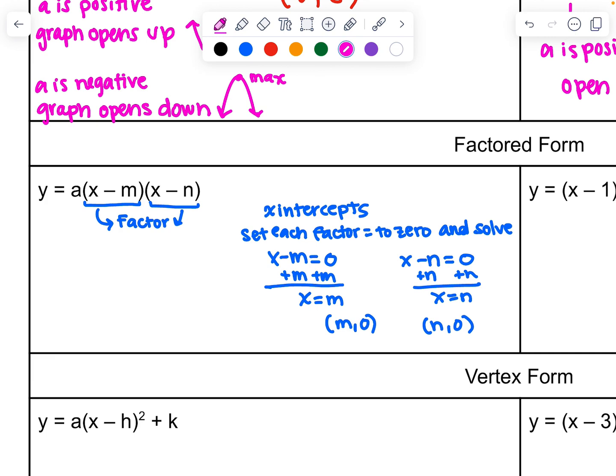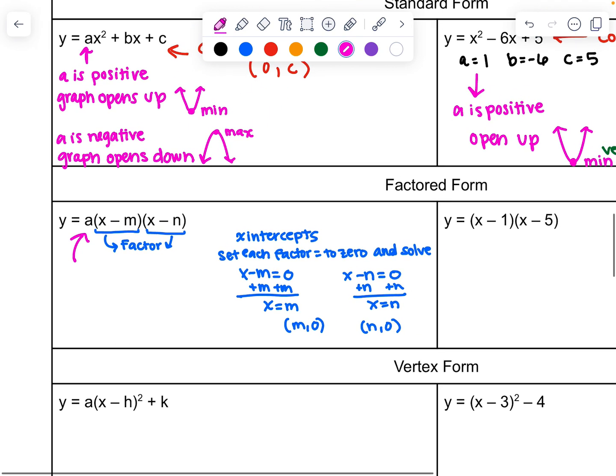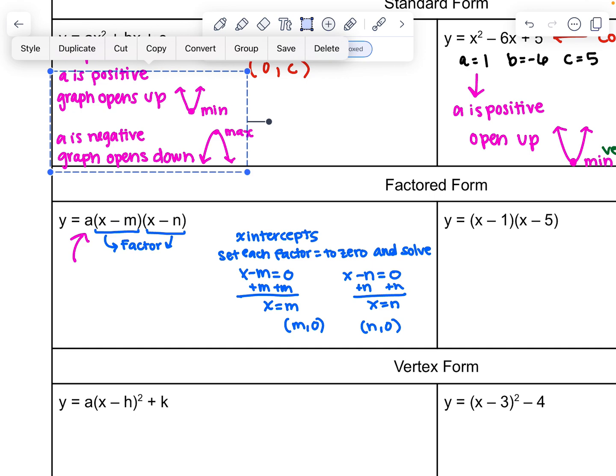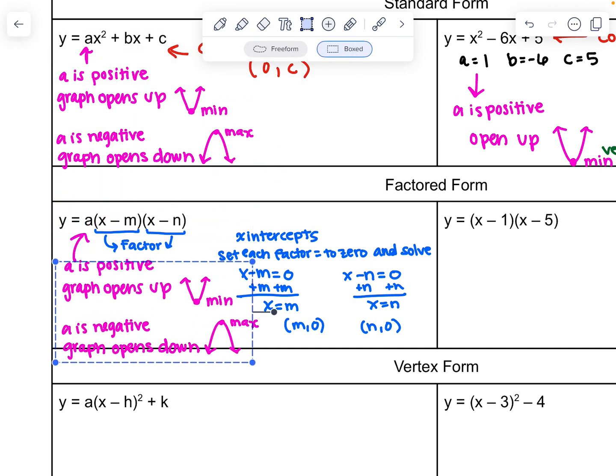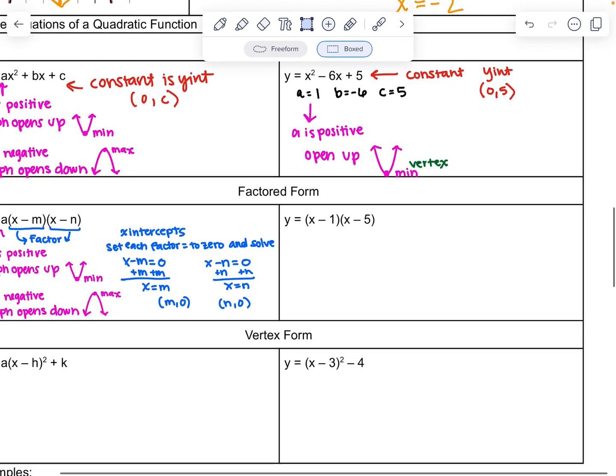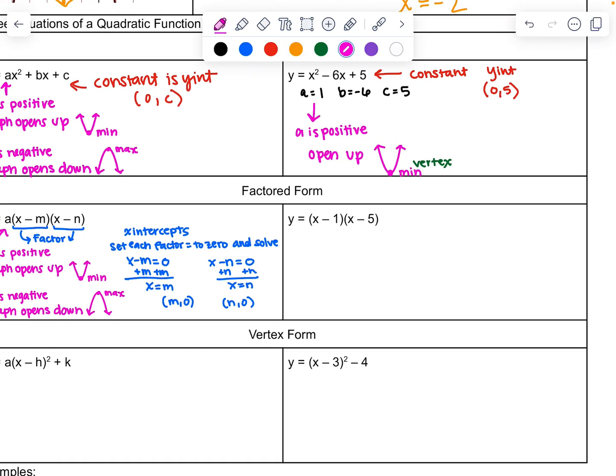Now, we also still know that a is telling us if it opens up or down. For the sake of time, I'm just going to copy that information because it is the exact same. Today in class, we wrote it 3 times. If we went over it 3 times, it probably tells you that it's important. It tells us a key feature about our graph, and it's going to tell us every time. For our example over here, we should see that, hey, I have no number out front. It must be positive. There's not a negative sign. So a is positive.